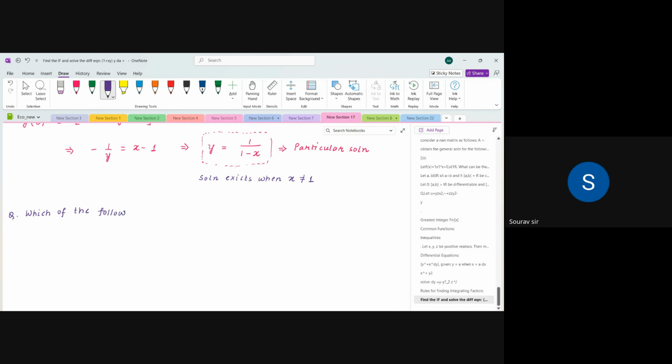Which of the following is not an integrating factor of the differential equation x dy minus y dx is equals to 0? Option A, 1 upon x square. Option B, 1 upon x square plus y square. Option C, 1 upon xy.